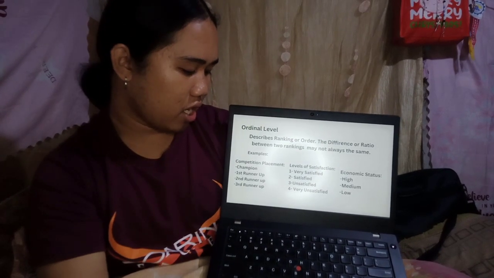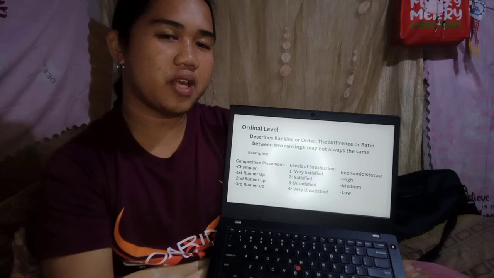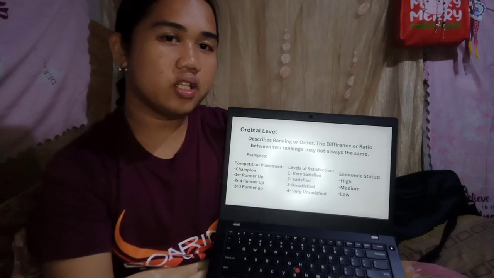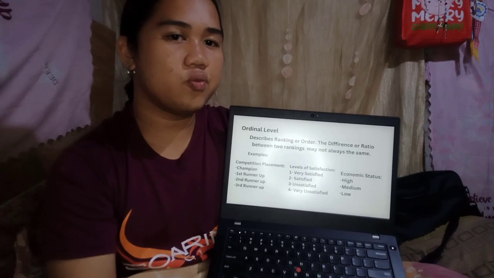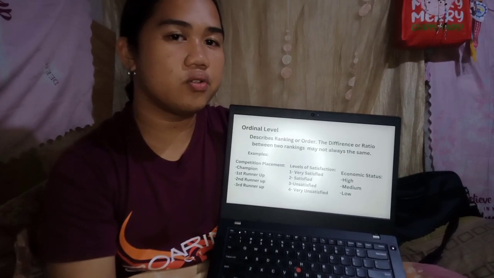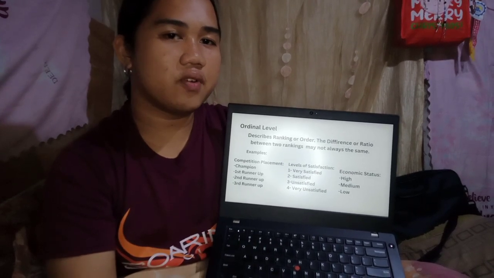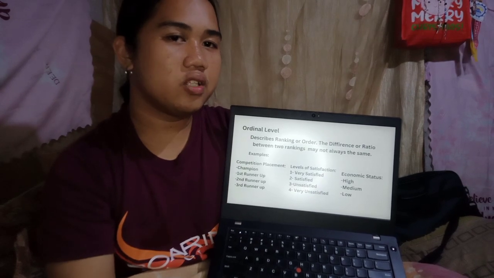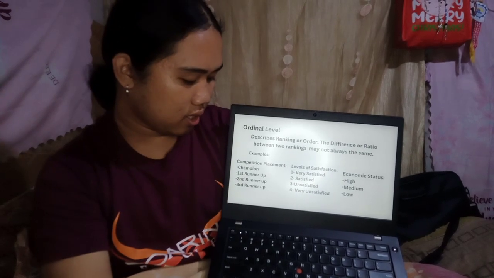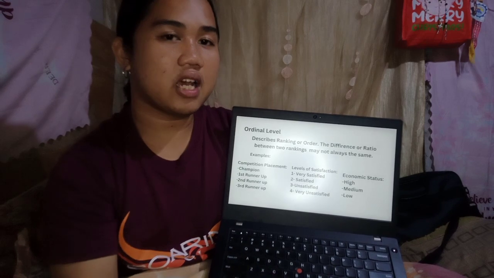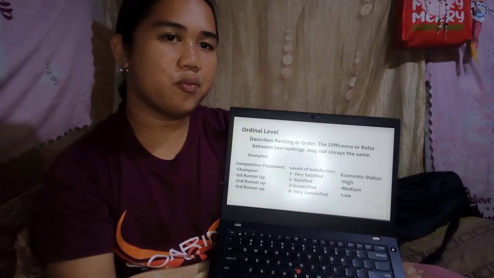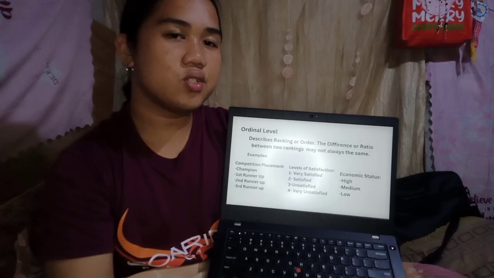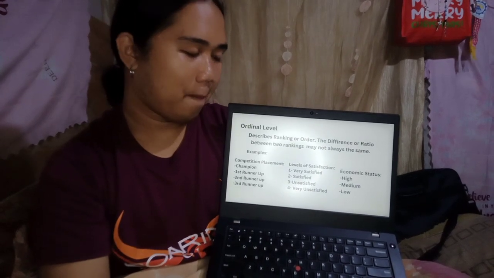For example, here is the competition placement. And we know that in competition there is a winner and there is a loser. There is a champion, which is followed by the first runner-up, the second runner-up, and third runner-up. We know that the champion is the top one, the first runner-up is the second one, and so on and so forth. So as you observe in our example, it has the name and it also has the rankings.